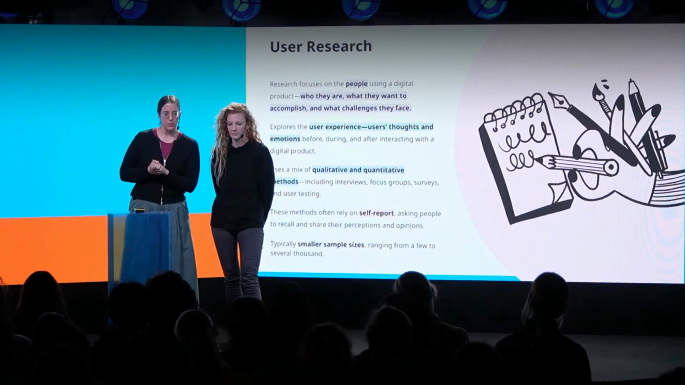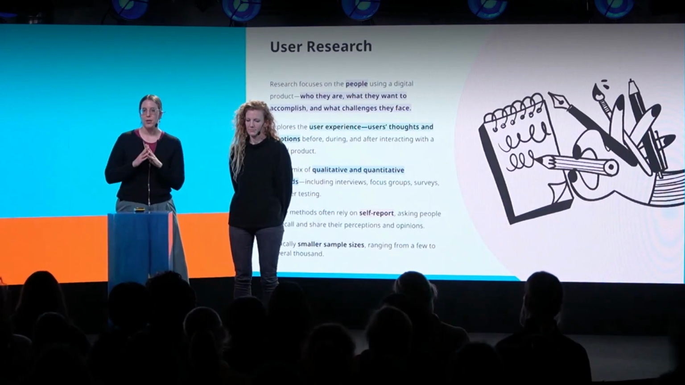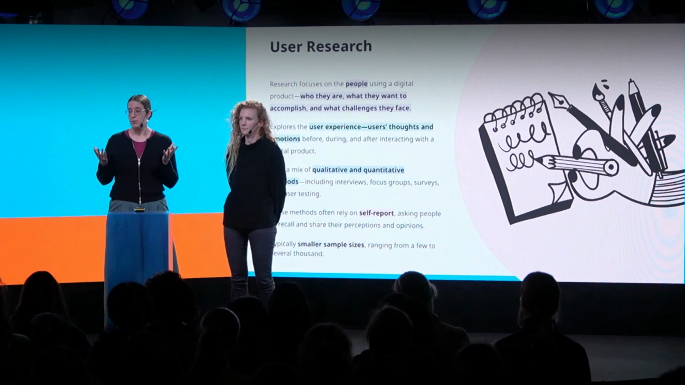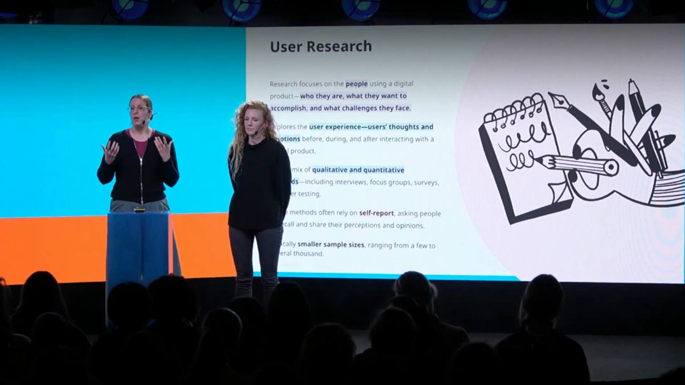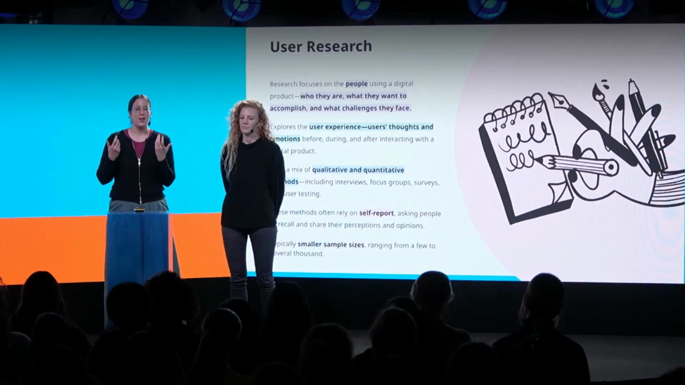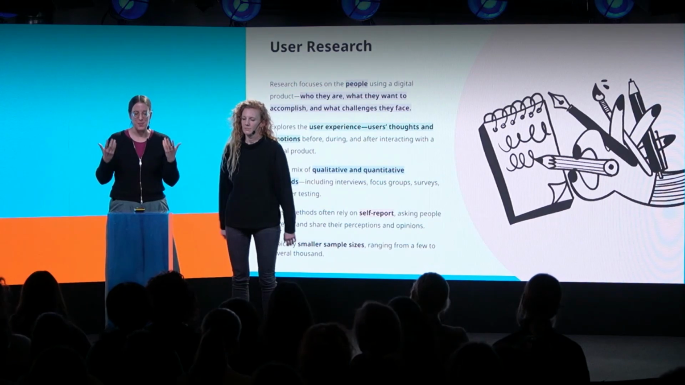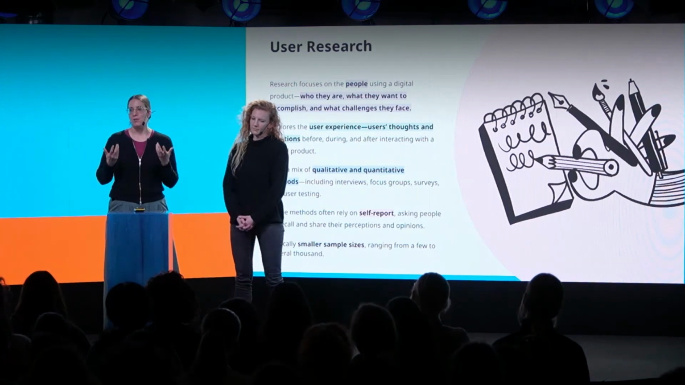What I wanted to say as well is that in user research, we use a broad range of different methods, both quantitative and qualitative. But because we are interested in understanding what goes on in a person's mind and body, we use a lot of self-report methods. So methods where we ask people to tell us what they think and feel. And we also typically use smaller sample sizes.